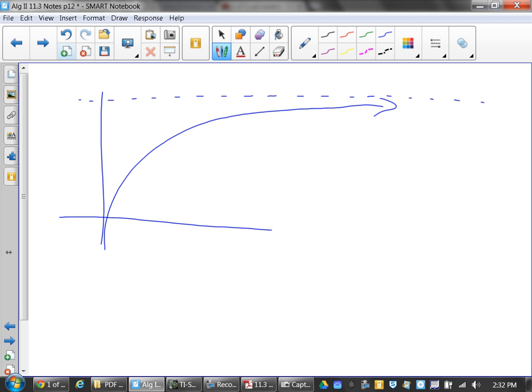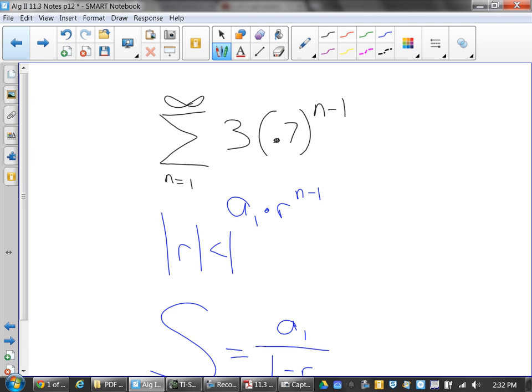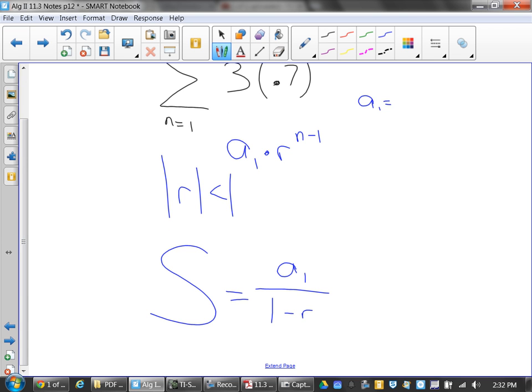So if we go back to that example I just threw up there, what was my first term? 3. What's the rate? Sorry, 0.7. So to figure out what the sum would equal is nothing more than 3 over 1 minus 0.7. I think it's 10.